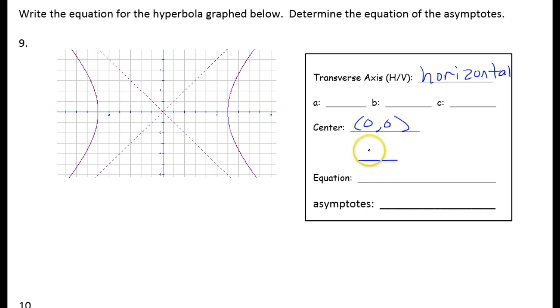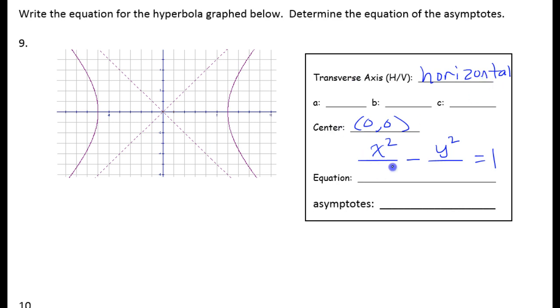So normally I would have x minus h squared, and then I will have y minus k squared, and it's always going to equal 1. But since the center is 0, 0, h and k are 0, so we won't have minus h or minus k. So it'll just be x squared and y squared in the numerators. Again, I knew that the x squared would be first because it is horizontal.